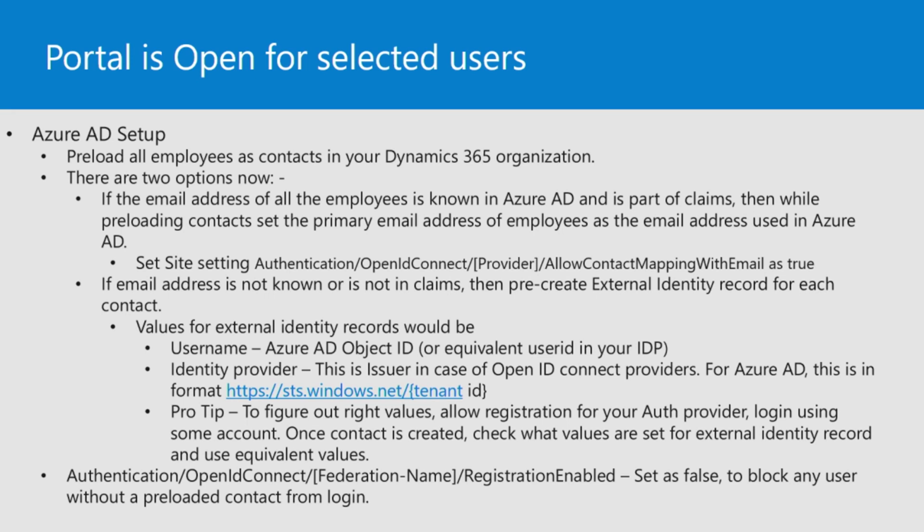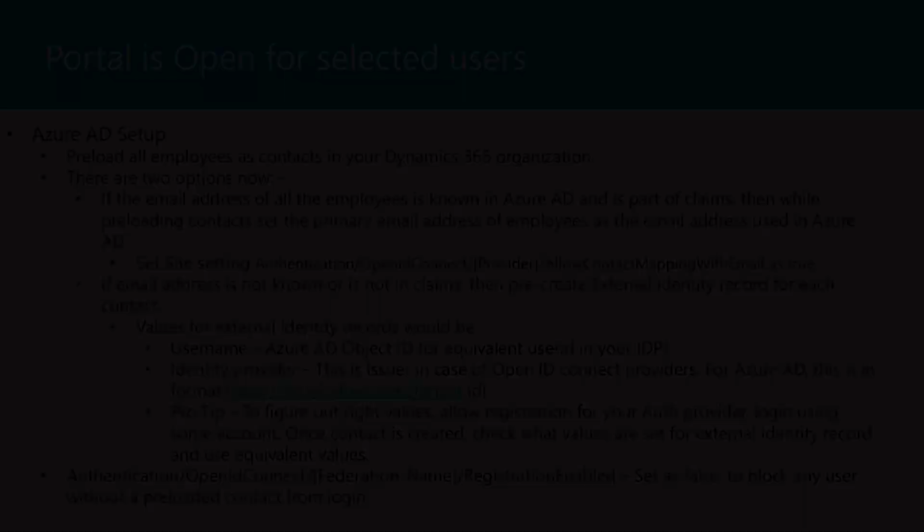And after that, just make sure you set registration enabled for your specific Azure AD provider as false. So what you're saying is, only these people can log in because they already have a contact created, and anyone else cannot because registration enabled is false. So no one can register on my portal. We'll just quickly do that and see how that works.